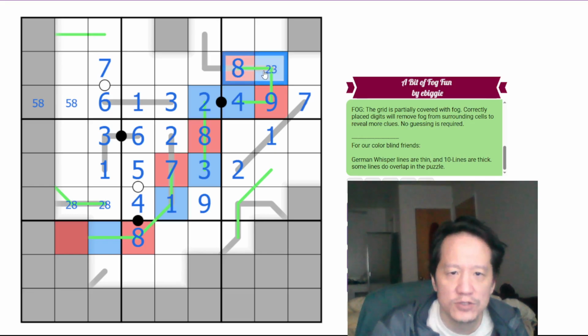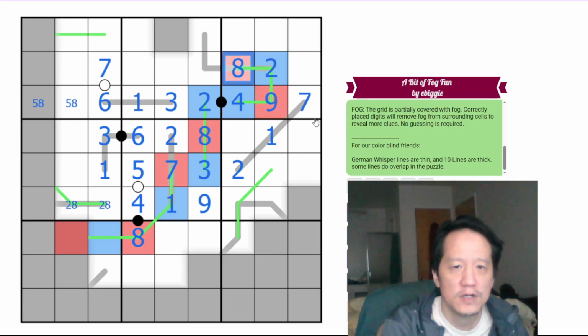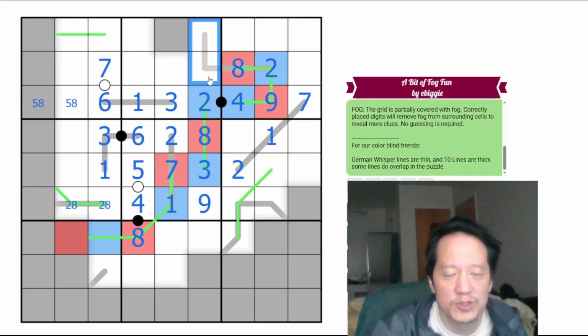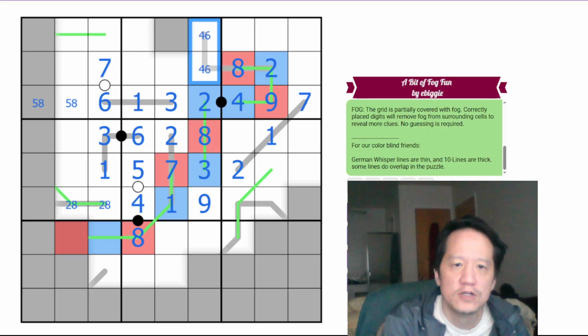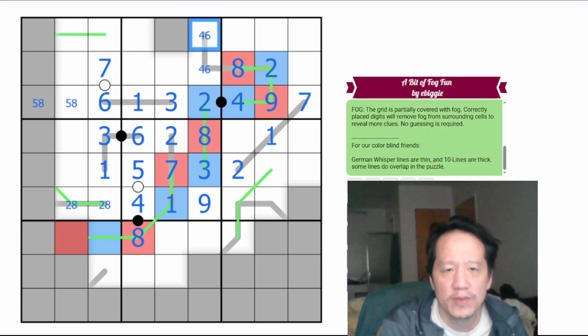We need these two to add up to 10 because it's got to be part of a set that adds up to 10. So this must be 2. These two digits must add up to 10. Well, it can't be 1, 9, cannot be 2, 8, cannot be 3, 7. It must be 4 and 6 here. So this is a 4, 6 pair. That adds up to 10.